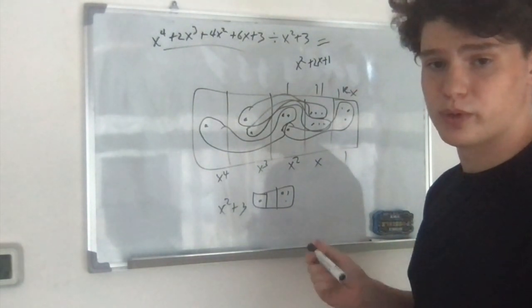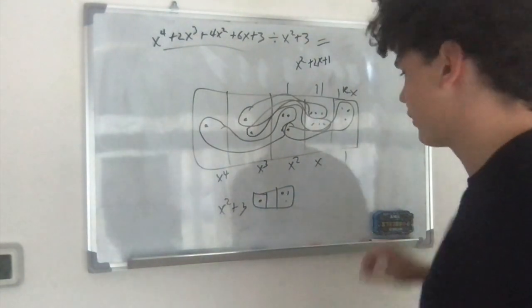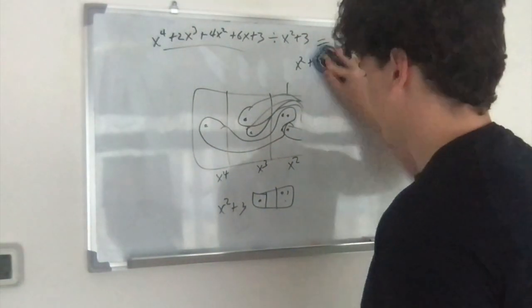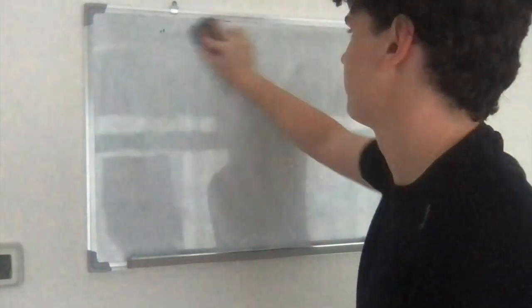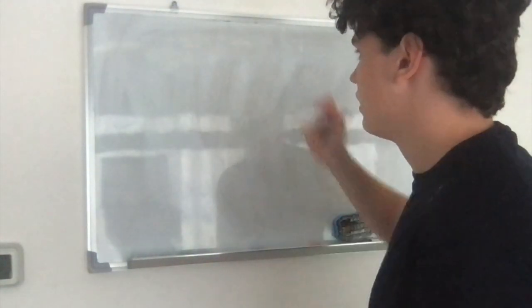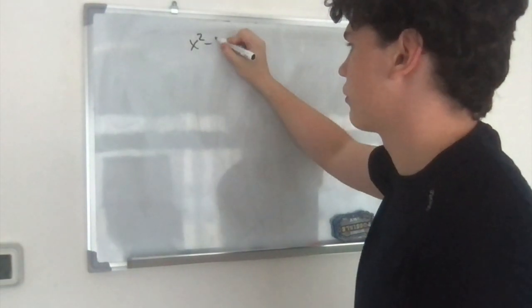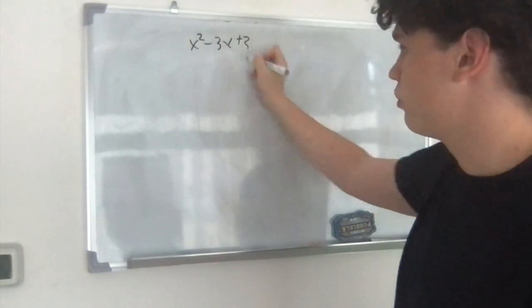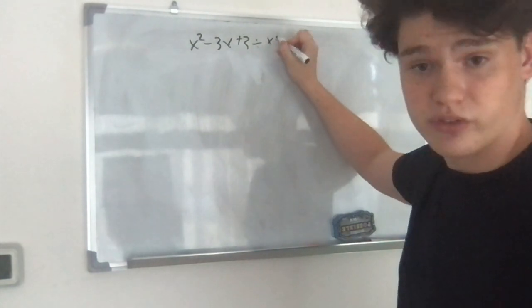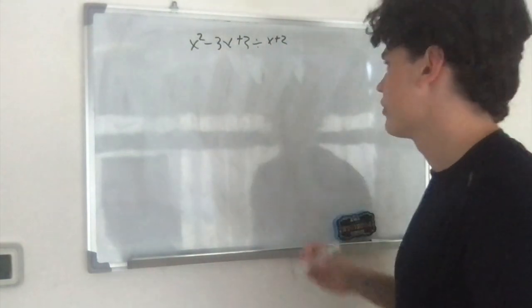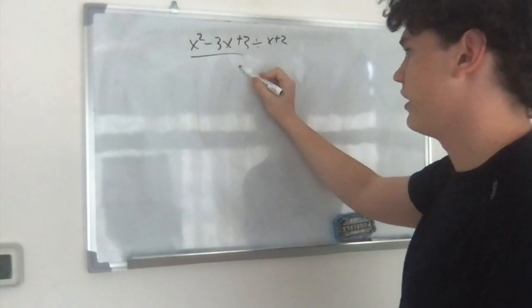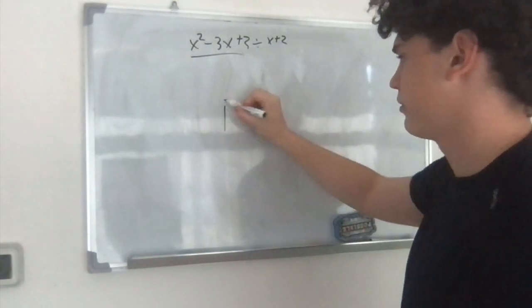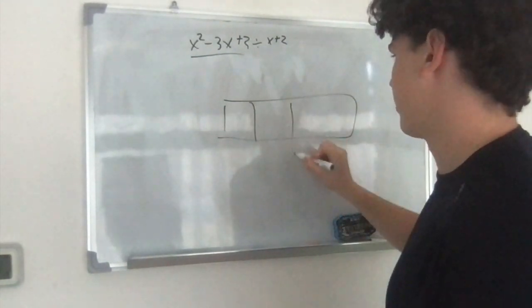We're avoiding negative numbers. So let's try to deal with that problem right now. See what happens when we try to use the antidots. Alright, so let's take x squared minus 3x plus 2 divided by x plus 2. Alright, let's try to solve that. So let's first express x squared minus 3x plus 2 in terms of base x, in the machine.